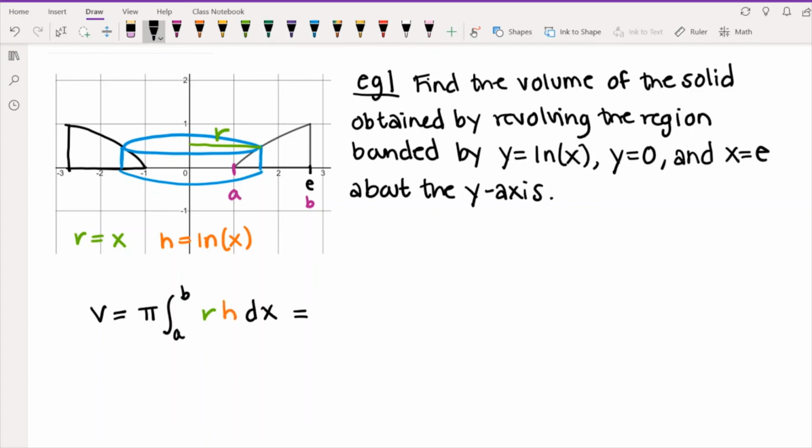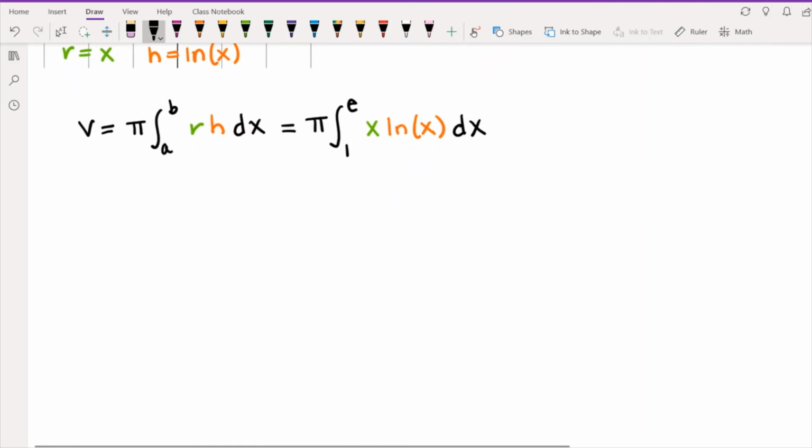And so in this case, that would be pi times the integral from 1 to e of x times ln of x dx. So this is going to be an integration by parts problem. So how do we know that? Well, it's a product of two functions. And again, when you have a product of two functions, you always want to think about substitution. But if there's no substitution, that's when you know, okay, this is integration by parts.